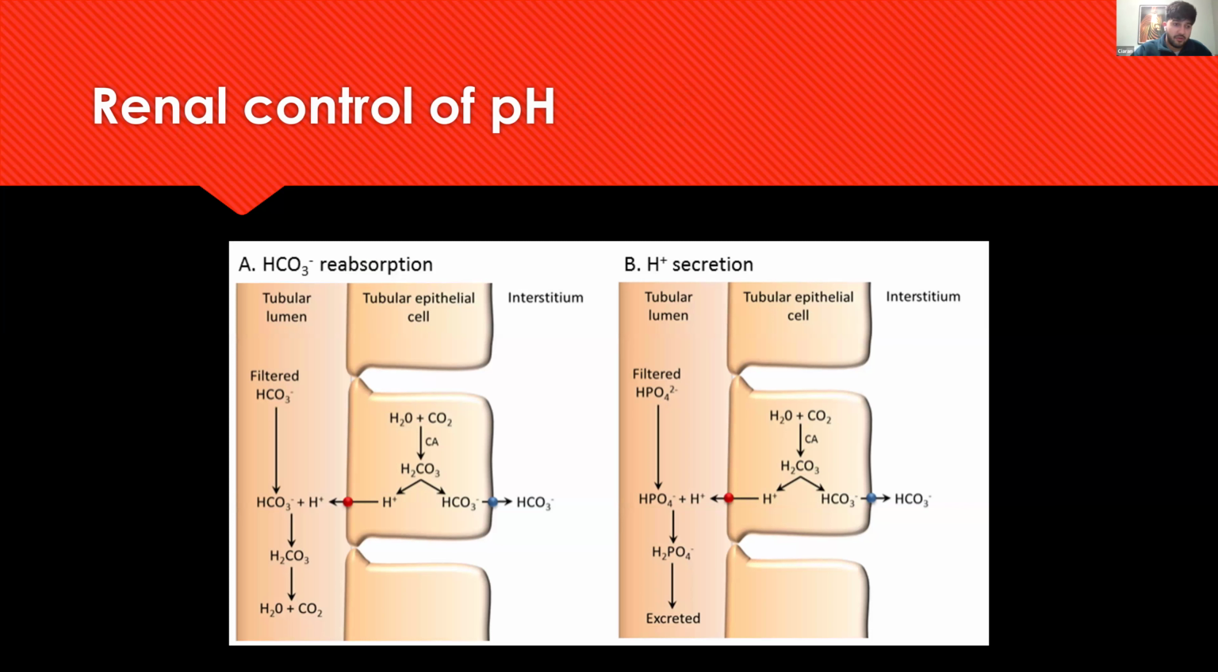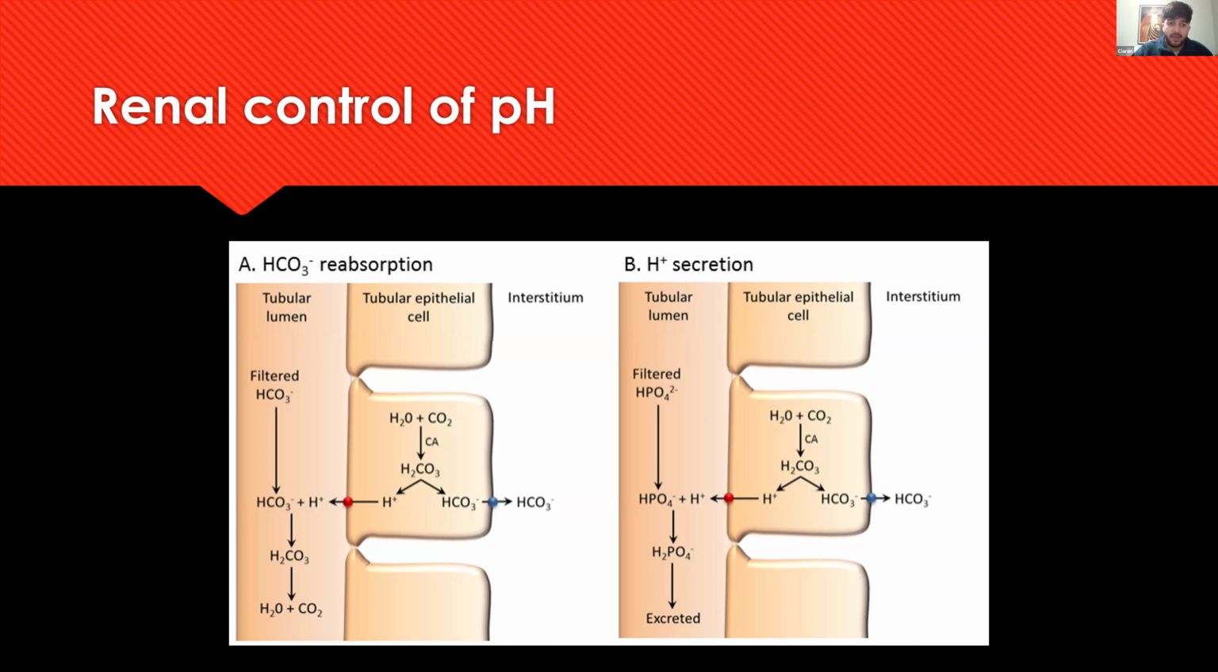And the process by which this takes place, as you can see, is these tubular cells express high levels of carbonic anhydrase. These catalyze the production of carbonic acid, which produces a proton, which is secreted across the apical membrane and reacts with filtered bicarbonate. And in this process, we also generate bicarbonate, which re-enters the blood.